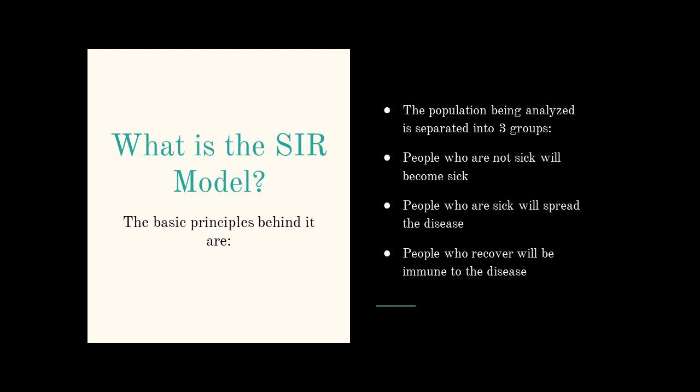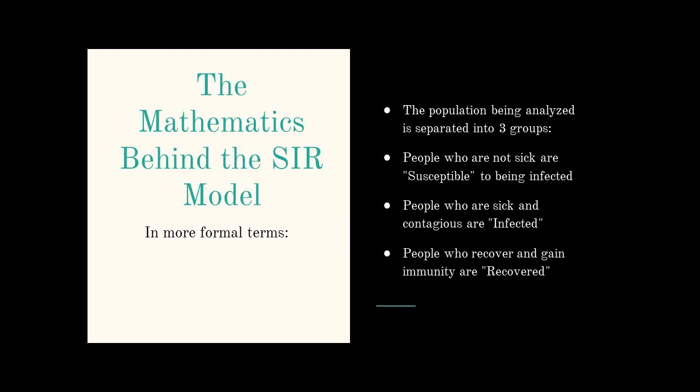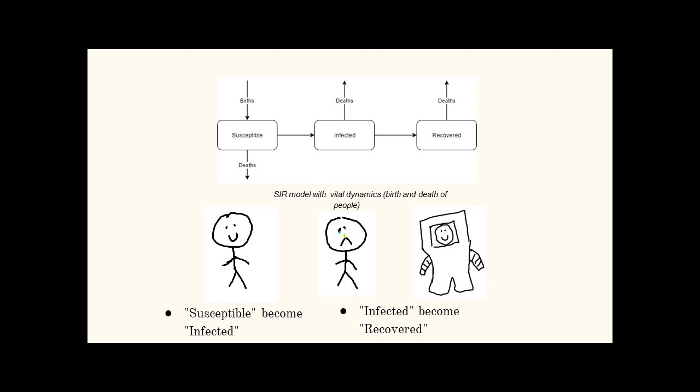The population being analyzed is separated into three groups: those who aren't sick and are at risk of catching the disease, those who are sick and contagious, and those who have recovered and become immune to the disease. More formally, the groups are susceptible, infected, and recovered, which is what the SIR stands for. Susceptible people become infected, and infected people become recovered. The total population remains the same unless births and deaths are being considered.